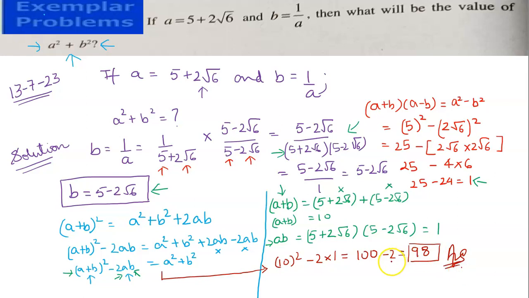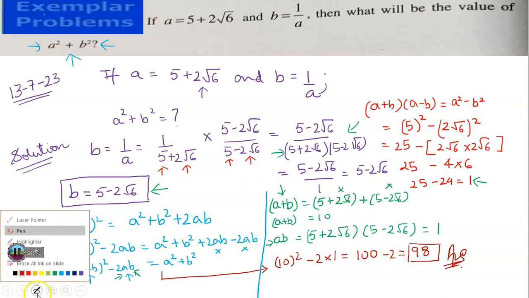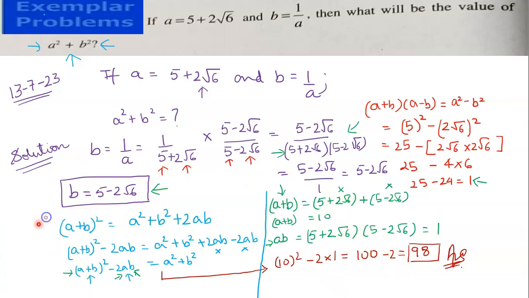Okay, so I'll explain once again from the beginning. Let me take the laser pointer. The question is saying that if a is equal to 5 + 2√6 and b is equal to 1 upon a, then what will be the value of a² + b²? So we have to find the value of a² + b². First step: this is given to us, so b is equal to 1 upon a.